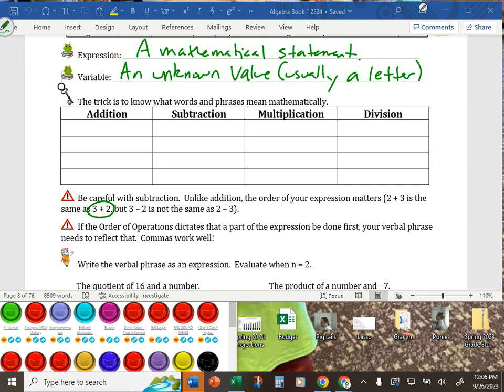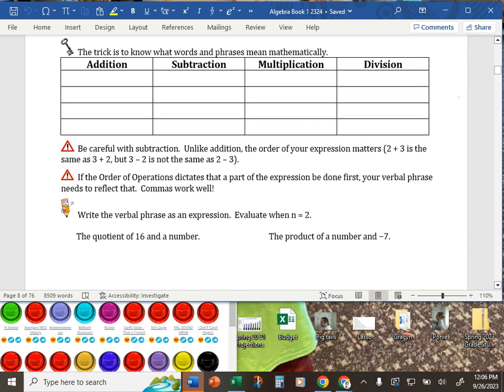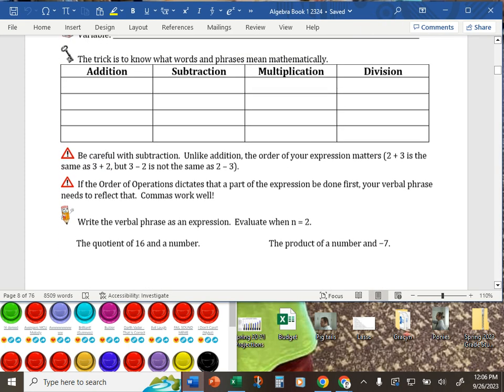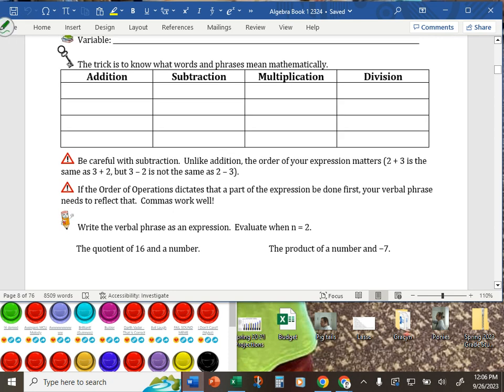N, X, Y are probably the 3 most common, but it really could be any letter. It could be a symbol. It could be just a blank space, right? It's really just an unknown. Now we're to the fun part here, filling out the table. Give me some words or phrases that include addition, subtraction, multiplication, division.